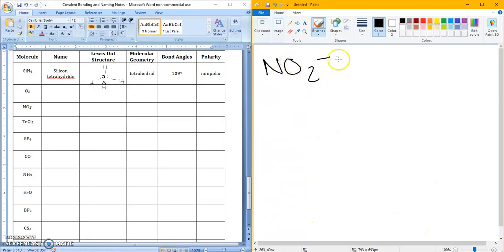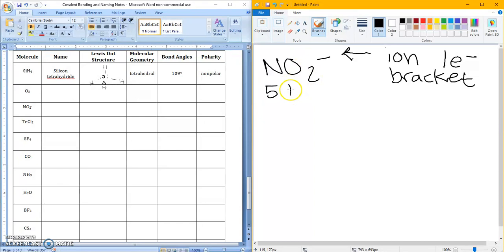Okay, next one, NO2 minus. First thing I need to notice is that this is an ion, which means that I have 1 extra electron. And I'm going to need to remember to put brackets on my Lewis dot structure. Other than that, it's the exact same thing. So, nitrogen has 5 valence electrons, oxygen has 6, but there are 2 of them, so that's 12. And I have this charge, so that's 1 extra electron. So 12 plus 5 is 17, plus 1 is 18 total valence electrons.